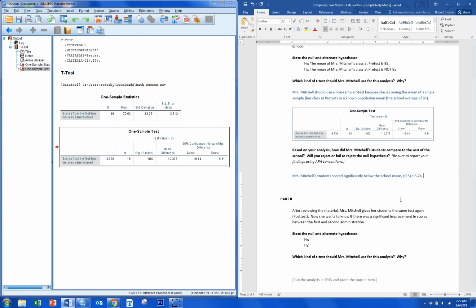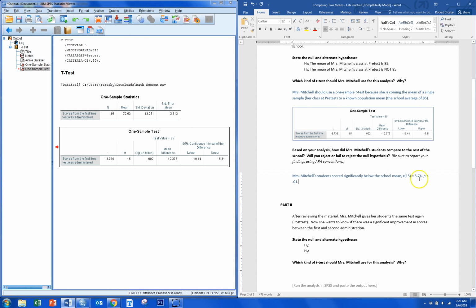Comma, space, in italics, the letter p, space, is less than, and we're going to report this relative to the next highest cutoff point, which would be 0.01. So space, 0.01, period.